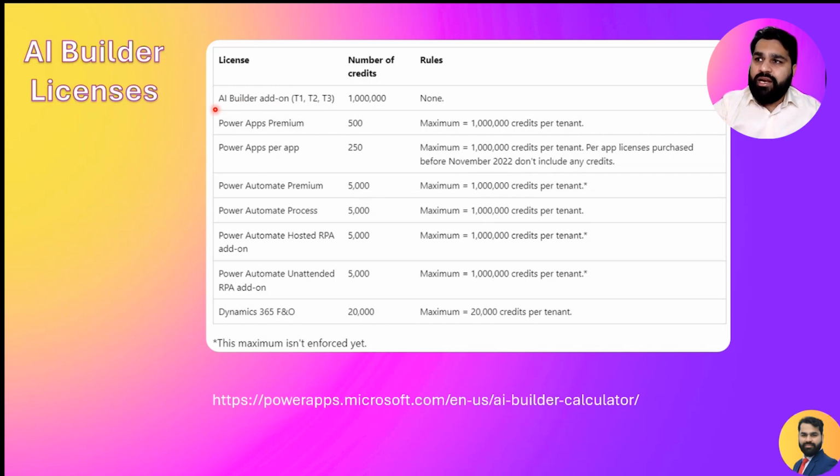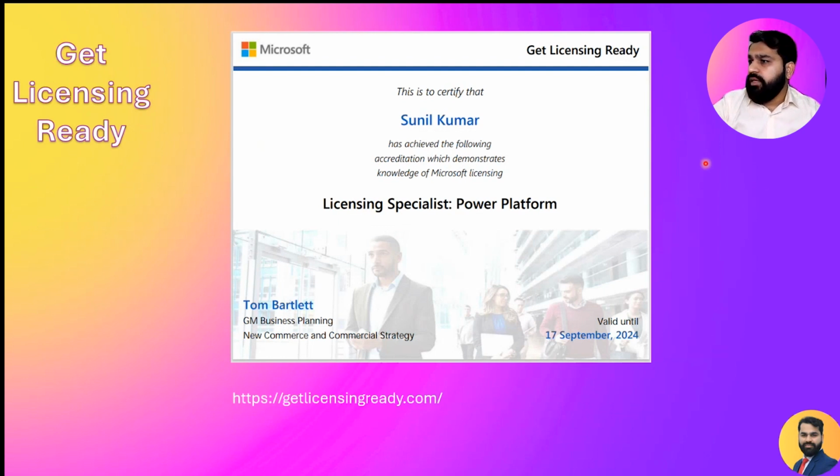So the AI Builder add-on is specifically procured from Microsoft, right? From any of the CSPs, we can procure it. These are of different types: tier 1, tier 2, tier 3, right? And one particular lot of AI Builder costs about $500. Okay. You can always look at the AI Builder calculator based on the expected, estimated usage. We can always find out the actual cost.